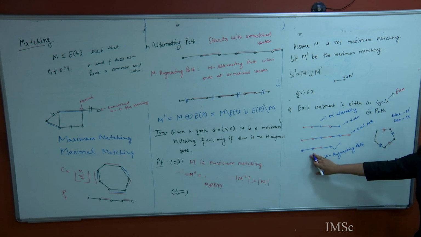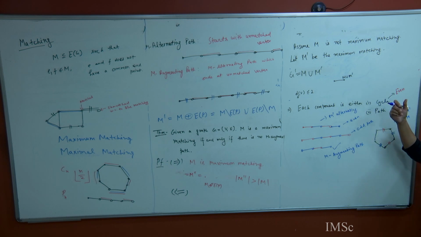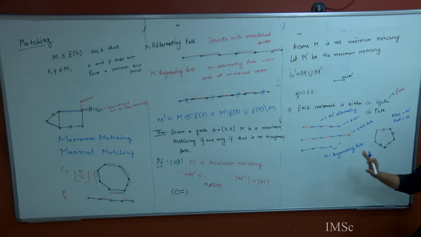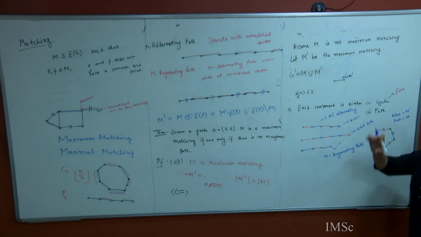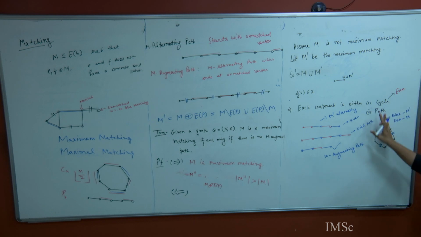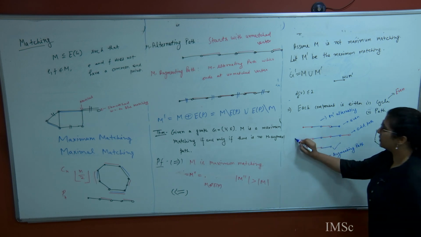So if we have such a path, then we can say that an M augmenting path is there, so I can extend it. That is what we wanted to prove, right? We are proving the contrapositive statement that if M is not a maximum matching, then there exists an M augmenting path. So we start with M not being a maximum matching, and now we are looking for some M augmenting path. If we found this, then we are done. So the only thing remaining is that we have to claim that such an M augmenting path exists.